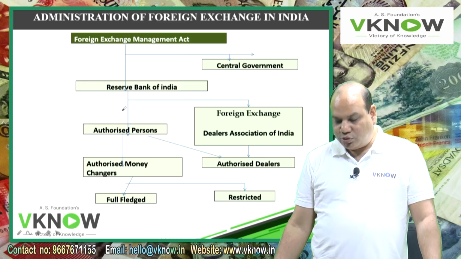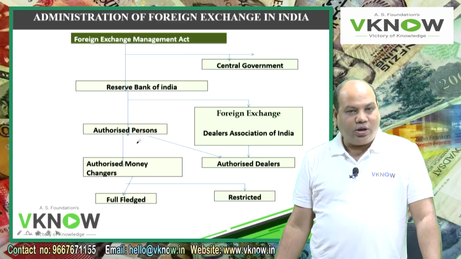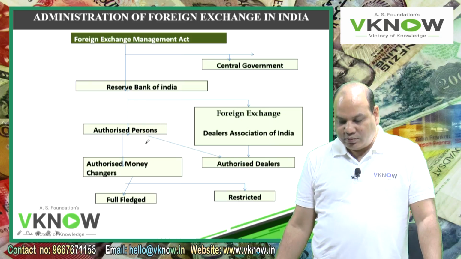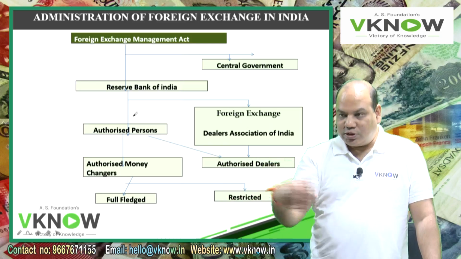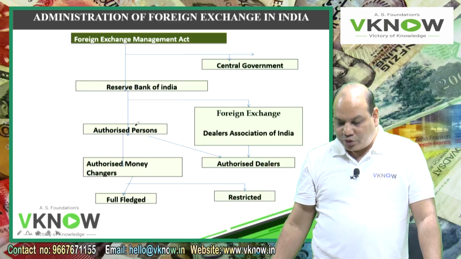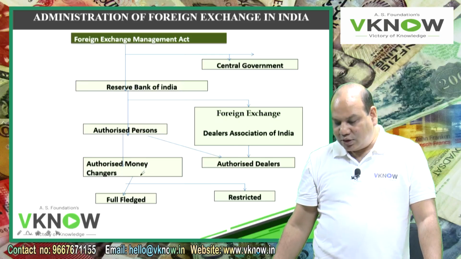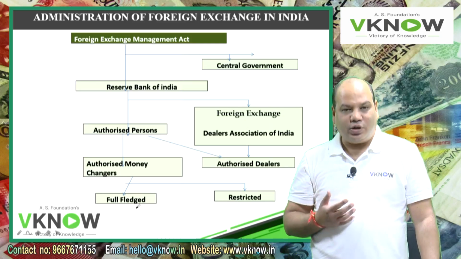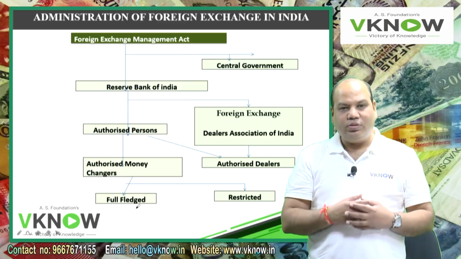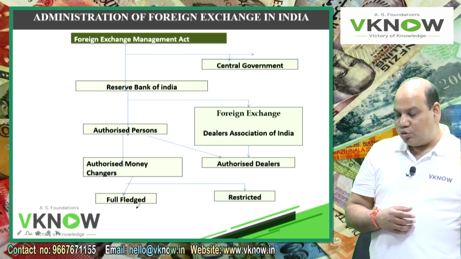RBI will give license to authorized persons, and only the authorized persons can deal in foreign exchange. So, advice to you also that whenever you are acquiring foreign exchange from a party, that party should be an authorized person. You can't just go to any other person and say, take these rupees, give me dollars. That may be illegal. Authorized persons are of two types: authorized money changers and authorized dealers. Authorized money changers can also be full-fledged or restricted. Full-fledged means they can buy and sell foreign exchange. Restricted means they can only buy. Hotels are usually restricted money changers.